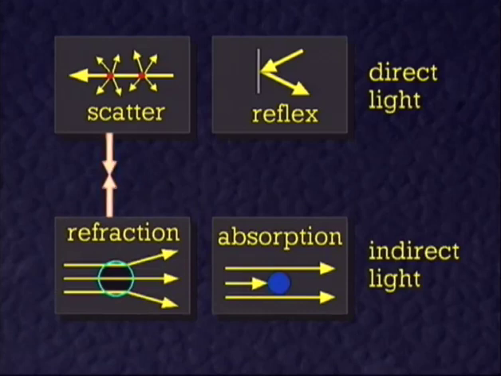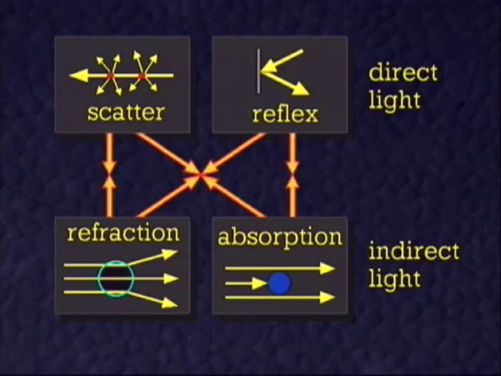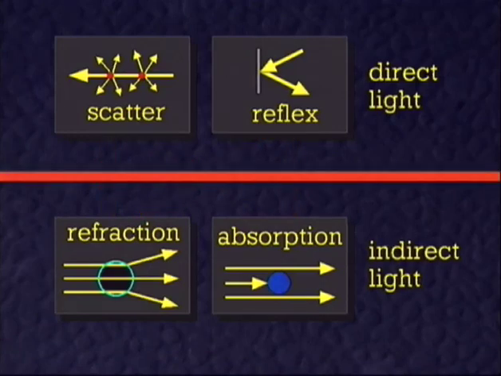Now the main problem is that the two modes, that is, direct and indirect light, are antagonists and interfere with each other. Therefore, a skilled observer tries to keep them separated during the examination in order to prevent this interference.